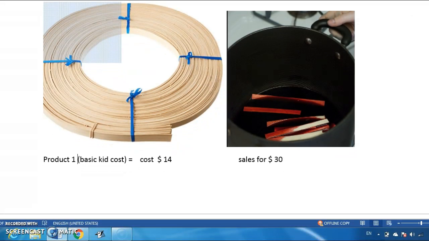The question is talking about a producer, Rachel, who has to make a decision whether to sell as it is or to process fodder. So she has two things. She has basic kits, which I call product 1, and that basic kit has uncut and undyed reeds, and dye as part of the package. The cost of this package is $14, and she sells this at $30.